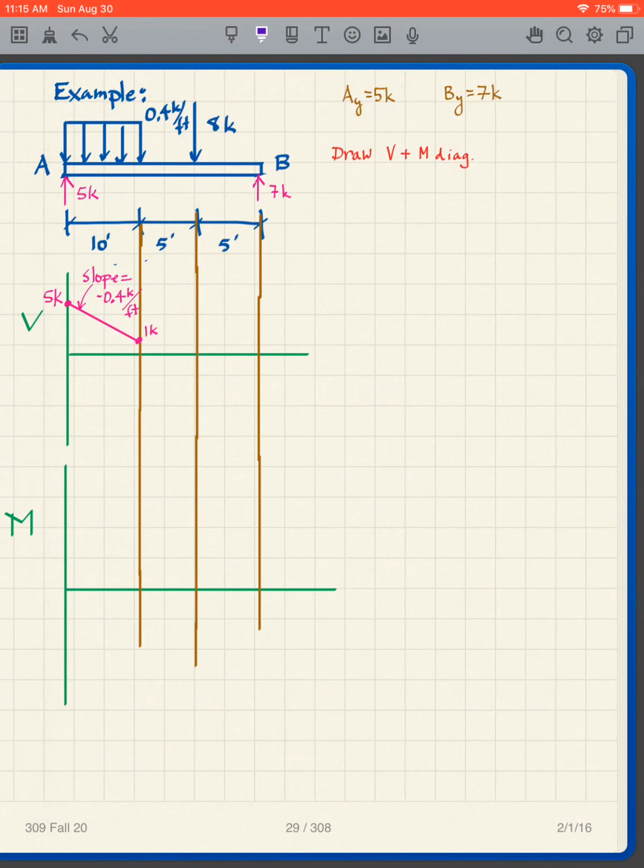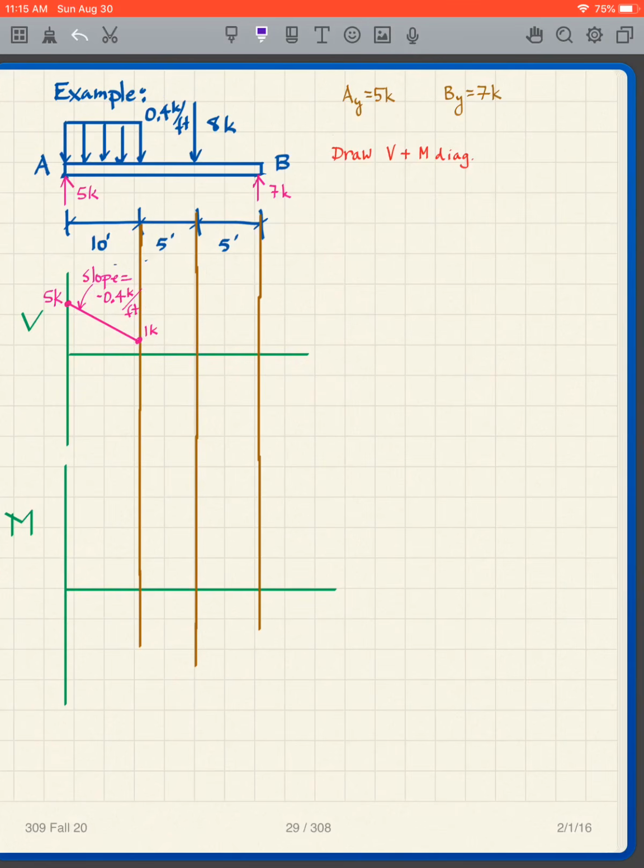All right, I want you to do this problem. I've gotten you started by giving you the reactions, and then I began the shear diagram. So what do I do? I start at 0, I go up 5. This total load is 0.4 times 10, which is 4. So I'm at this point here at 5 kips. I need to go down 4 because the total load is 4. That takes me to 1. How do I get there? It's a straight line. The slope is negative 0.4 because that is 0.4 kips per foot pointing downward.